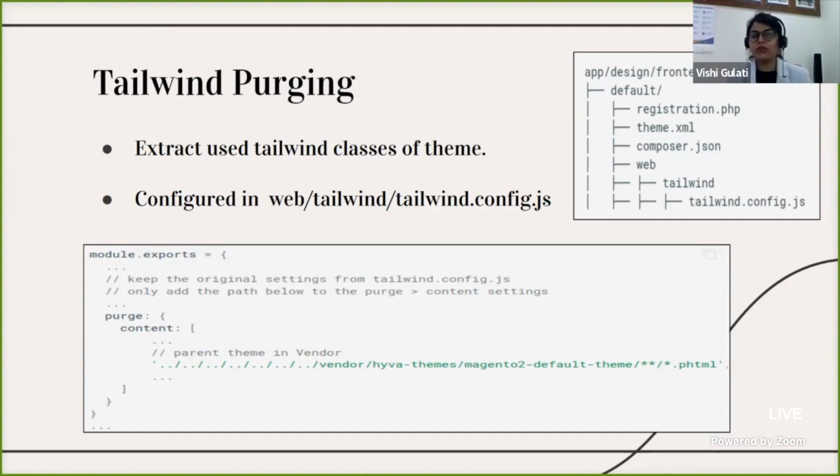Simply no. We are not going to use everything. So that's why Tailwind purging comes into place. When we compile our CSS, what Tailwind purging does is extract the used classes of our theme from the main Tailwind CSS. Suppose you have a large Tailwind CSS, but we have used only some of the classes in our theme. So it just extracts only those classes and creates a new CSS file.